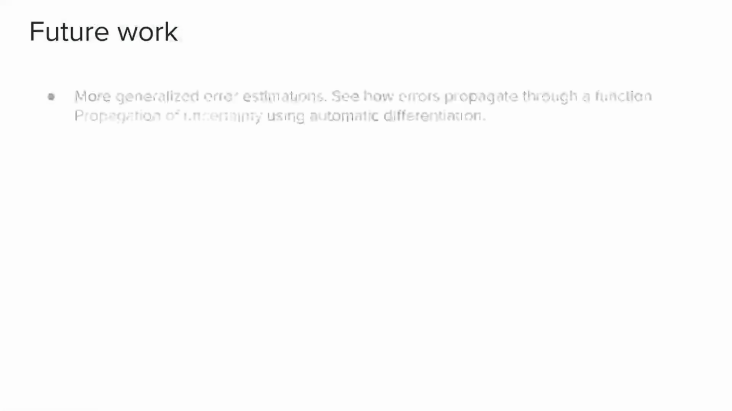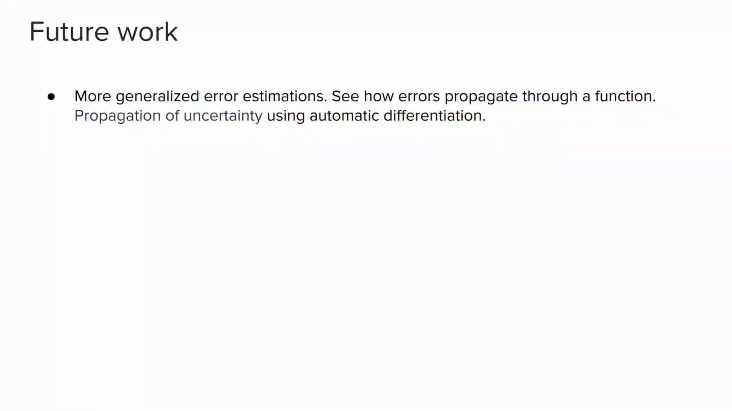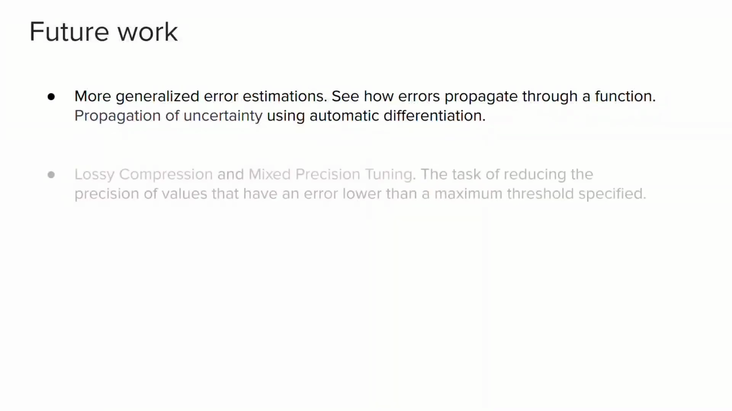Future work includes, but is not limited to, a more generalized error estimation framework where we can see how the errors propagate through a function. So basically, propagation of uncertainty using automatic differentiation. This is again super helpful especially in areas where you know that the inputs have a certain amount of error and you want to see how that error passes through a function and what kind of effects it has on the output.